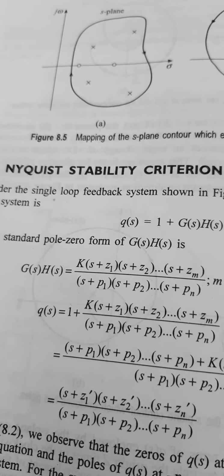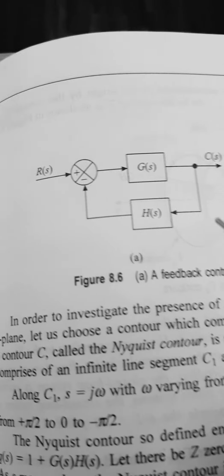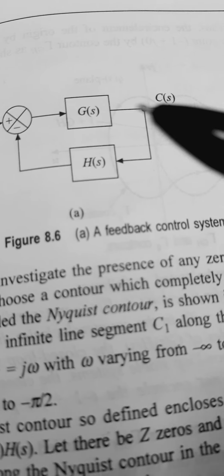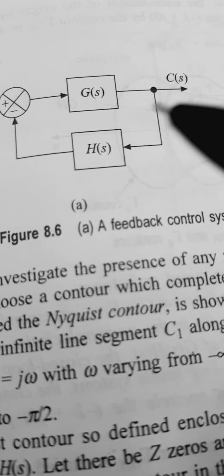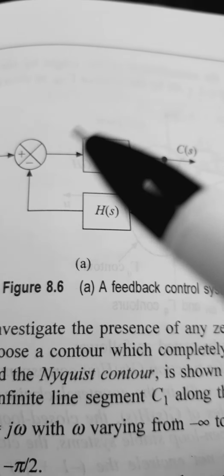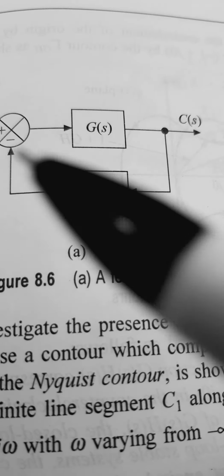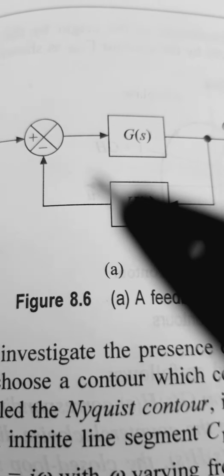Students will see the Nyquist stability criterion. Here we will take a simple feedback control system, where R of S is the input, C of S is the output, G of S is the forward gain, and H of S is the reverse path gain. As you can see, the path gain is G of S into H of S. Here it is plus, here it is minus.